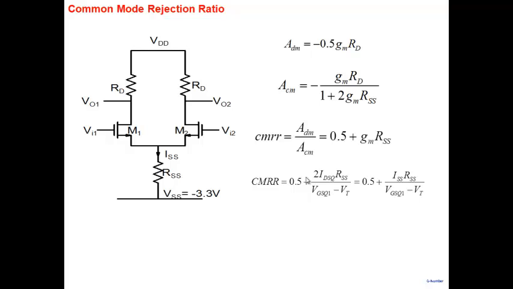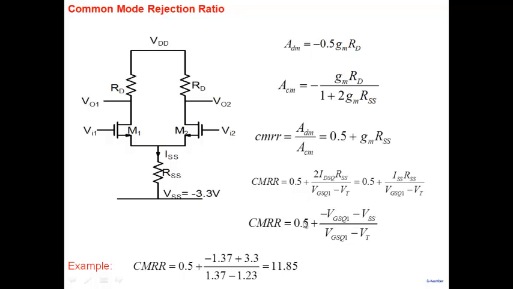Now, we can plug in the value of GM here. GM will be 2 IDSQ by VGSQ minus VT. And 2 IDSQ is nothing but ISS. So this tells us that the drop ISS into RSS controls CMRR. And ISS into RSS, we can write as minus VGSQ minus VSS. Anyway, all of that basically depends on how you bias the differential pair.